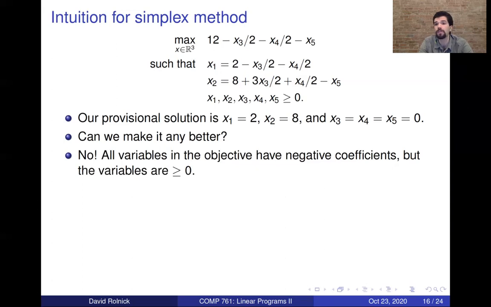You don't even need to appeal to convexity. This is literally a proof. We're looking for the max of 12 minus some non-negative things. 12 minus some non-negative things can be at most 12.